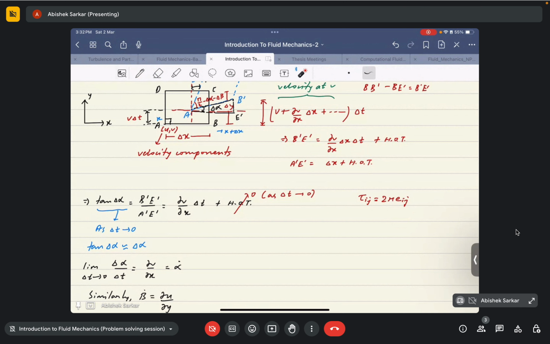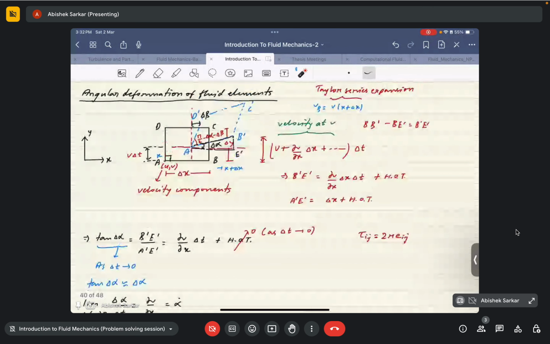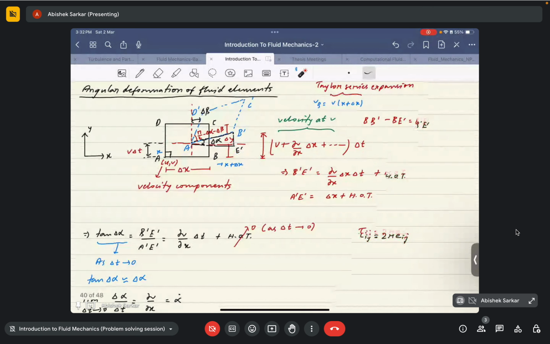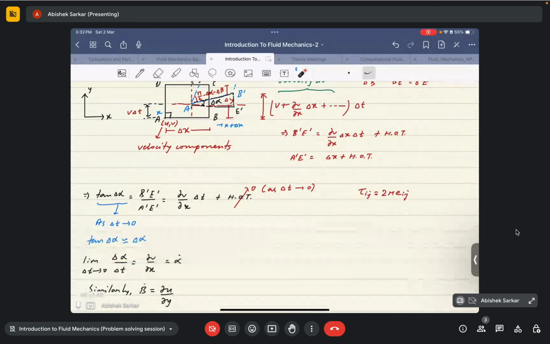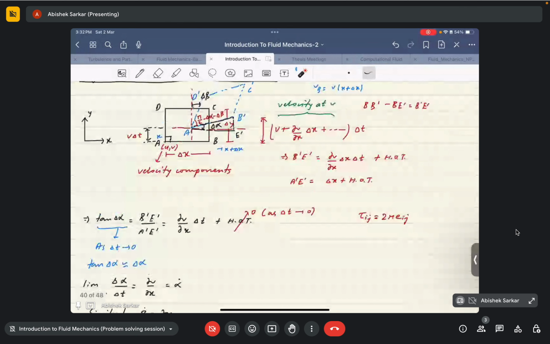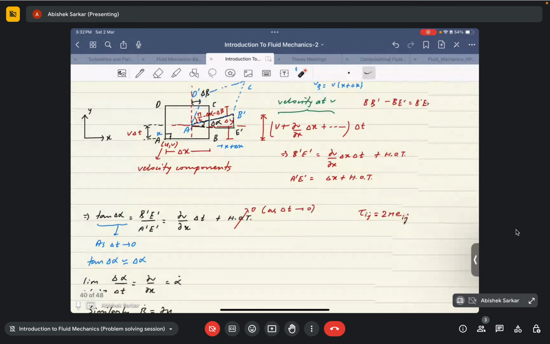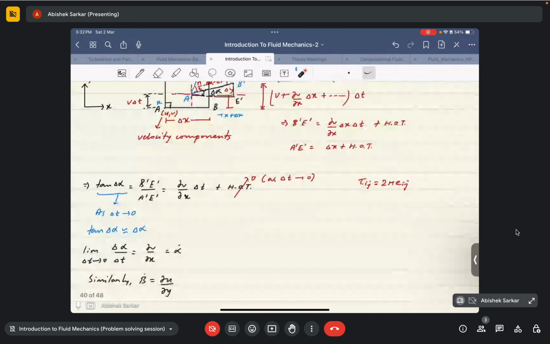Okay, so I hope this was clear. The whole derivation of the angular deformation in fluid elements, I hope this concept was clear. And similarly, if we apply similar calculations for the angle beta, we will get that the rate of change of displacement with respect to the y-axis, that is beta dash, is equal to dou u by dou y. Okay, so I hope it was clear up till this point.